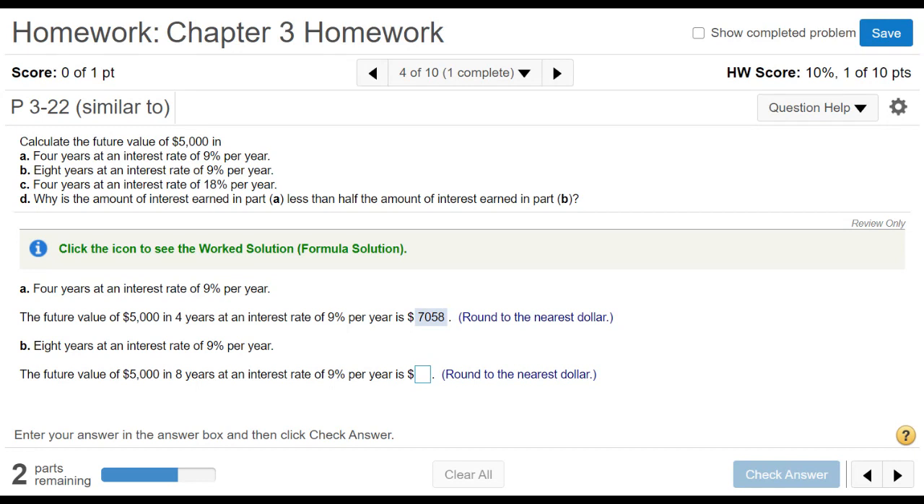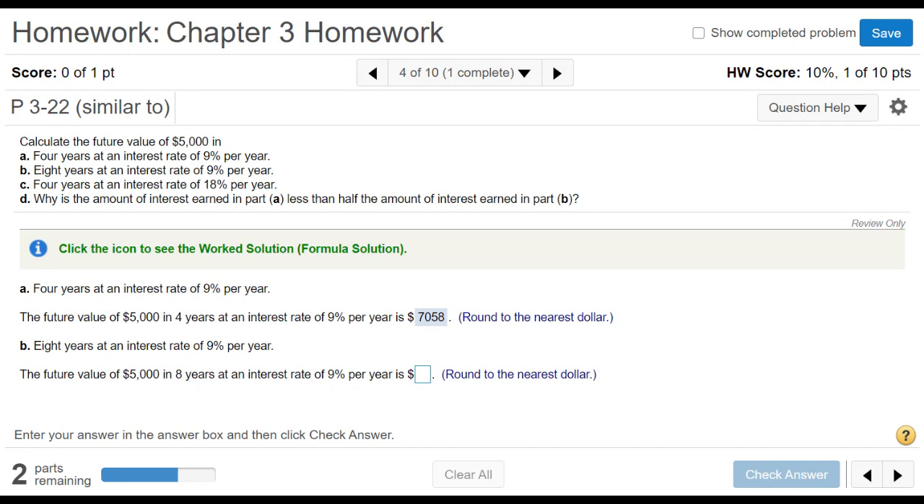Follow the rule that it's asking you, because if you put 7,058.26, the answer is wrong. It clearly states to round to the nearest dollar.